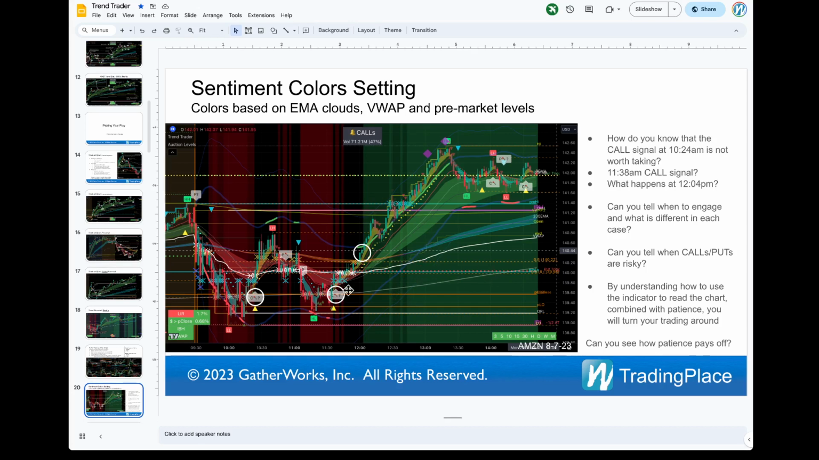But the idea is that you do not want to play calls when the background is red. You don't want to play puts when the background is green, okay? Because it's a low probability setup. Can it work? Absolutely. But the idea is that you want to play high probability setups, and based on that, follow the rules. You could still be wrong, but you stack the odds in your favor.